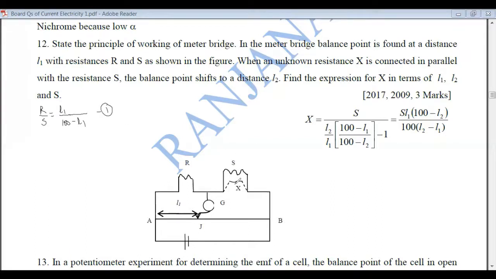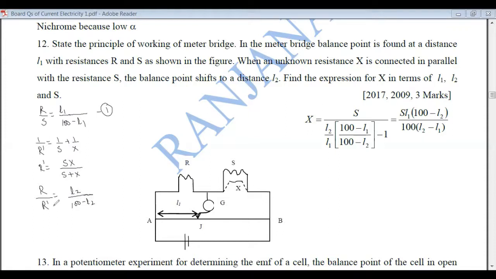Now when X is connected in parallel to S, let's find the equivalent of these two resistances, as the two are in parallel. Let the equivalent be R dash. So 1 upon R dash is equal to 1 upon S plus 1 upon X, that is, R dash is equal to S into X upon S plus X. Given that when R and R dash are connected, the balancing length shifts to L2, R upon R dash should be equal to L2 upon 100 minus L2.